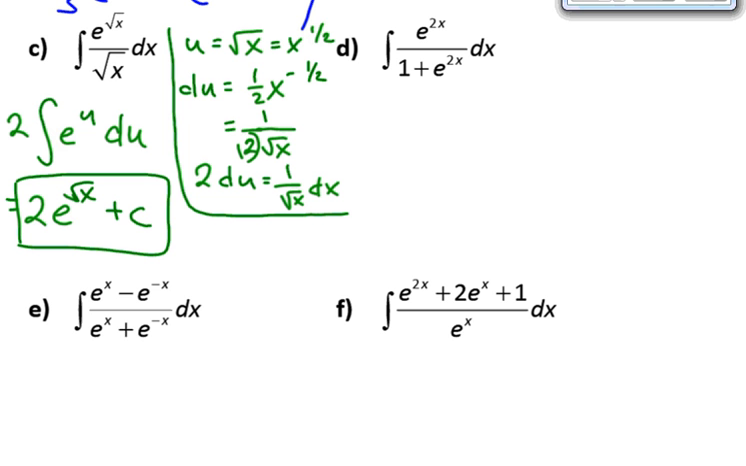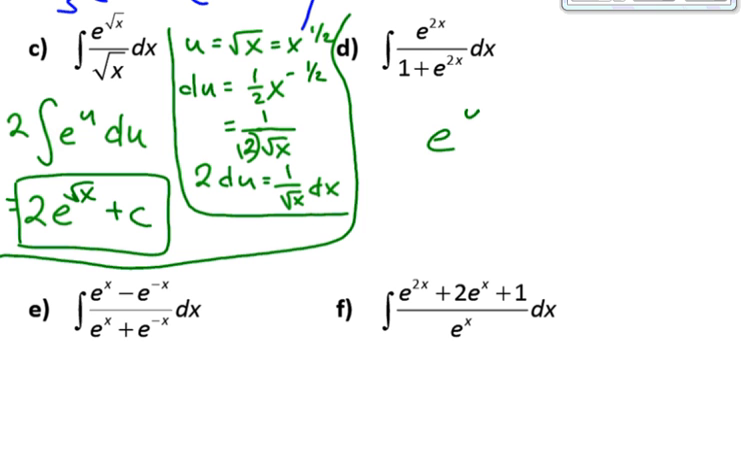So looking at d now for a different example, this one's not quite as clear as to what you're going to use for u, because if you use 2x as your u, then du is 2, and then I'm still left with something that will look like that. And you don't know how to take the integral of that because it's a quotient.